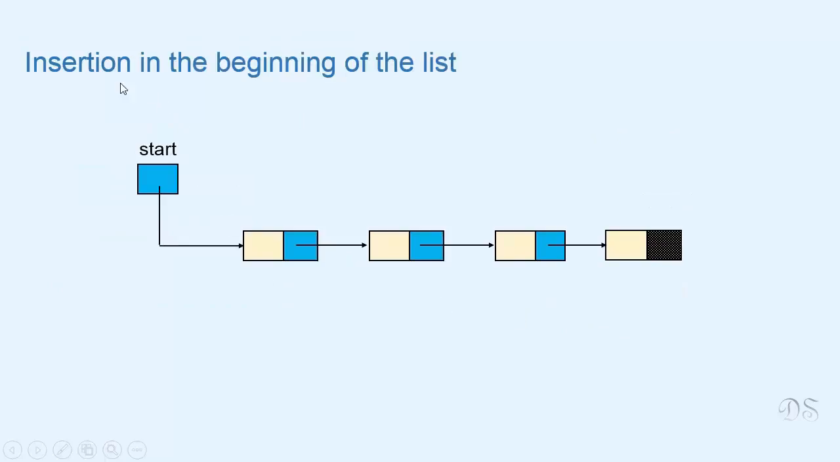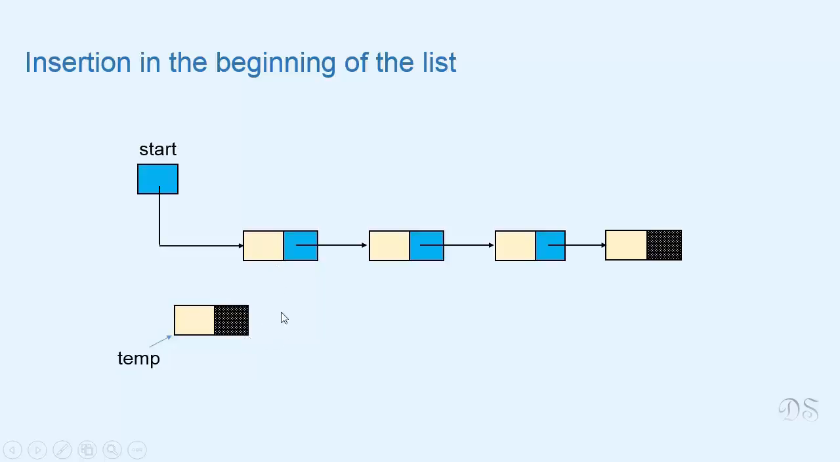Now first let's see how we can insert a new node in the beginning of the list. We allocate a new node, make this reference temp refer to this node. Now after insertion, this node will be the first node. So start should refer to this node and this node will become the second node of the list. So the link of this node should refer to this node.